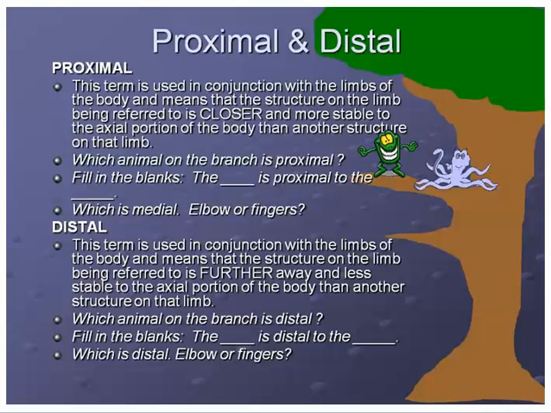So this is a new one here, and this would be the correct terminology in terms of any function or structure you're talking about on an arm or a leg. So we're looking at limbs of the body here, arms and legs. If we were to describe a fracture of the elbow, we would actually say that it is proximal, which means it's closer to the main part of the body.